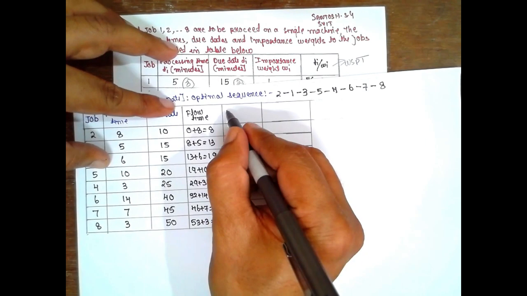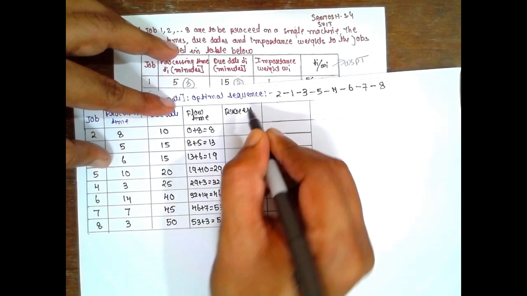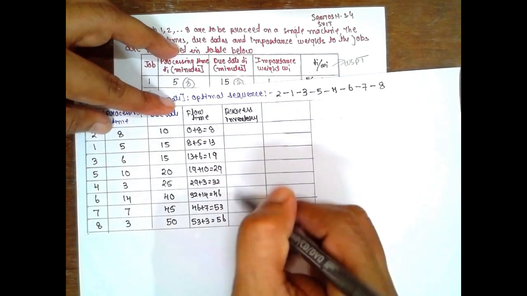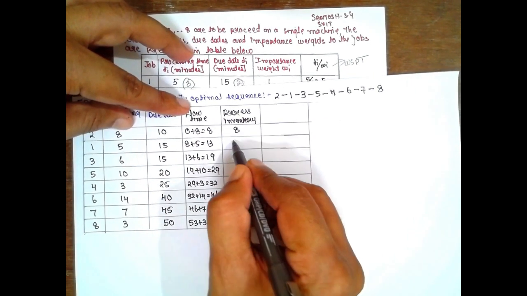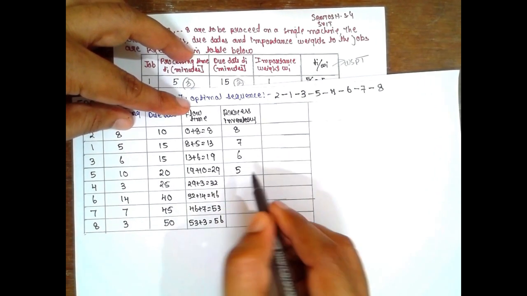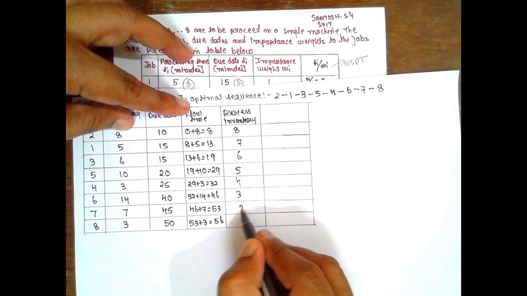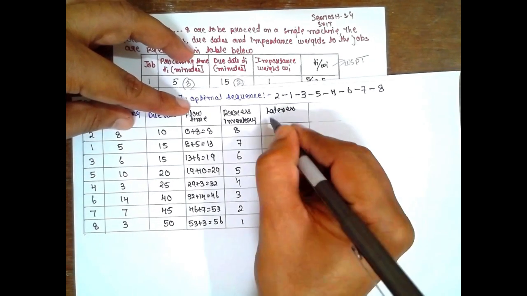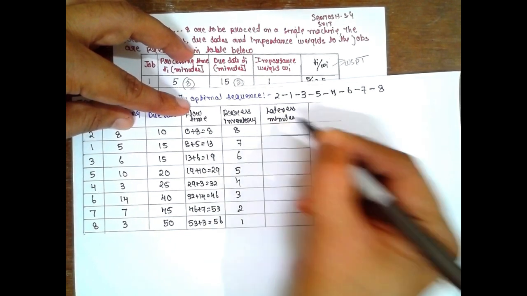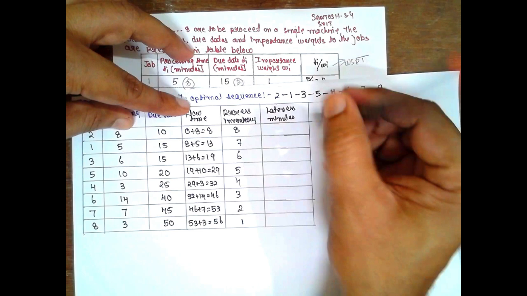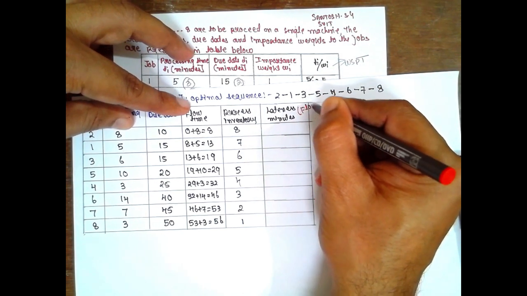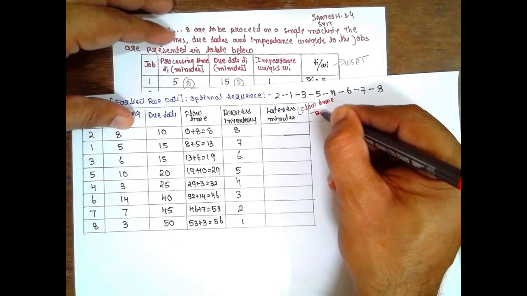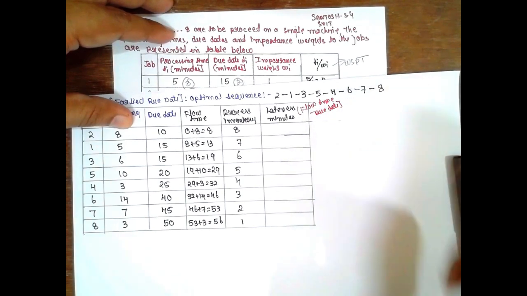Next, process inventory. Now there are 8 jobs, write in the decreasing order: 8, 7, 6, 5, 4, 3, 2, 1. Now the lateness in minutes. The formula for this one is flow time minus due date.